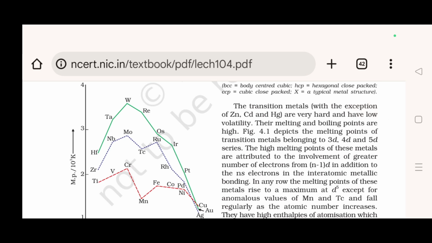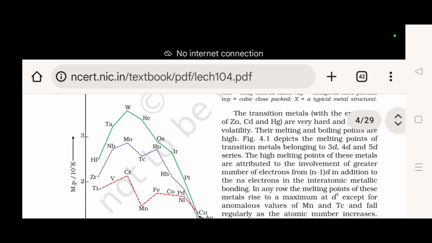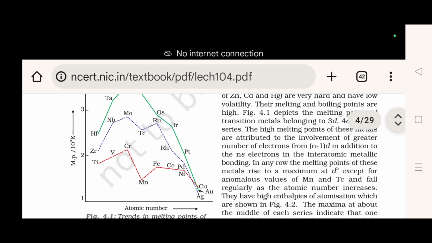The high melting points of these elements are attributed to the involvement of a greater number of electrons from (n-1)d in addition to the ns electrons in the interatomic metallic bonding. In any row, the melting points of these metals rise to a maximum at d5 except for the anomalous value of manganese, and fall regularly as the atomic number increases.